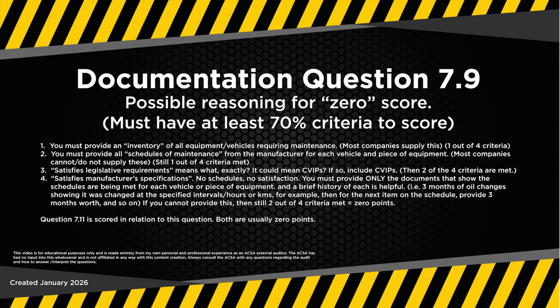And then lastly, question 7.11 is often scored in relation to this question. Both of them usually score 0 points. Because for this question, you have to have a minimum 70% in order to score. So if you've only met 2 criteria out of these 4, it's a 0, if that makes any sense.